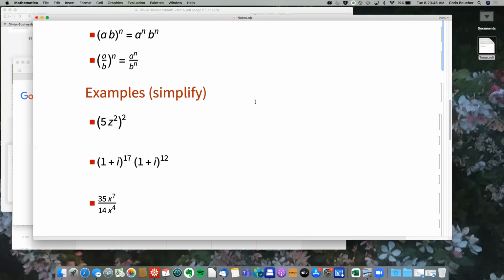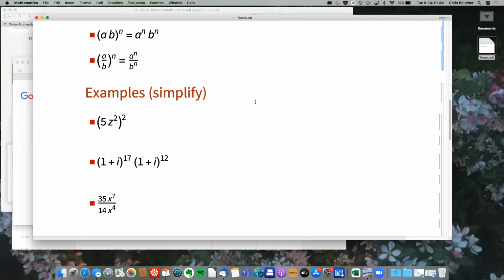Here's the expression, 5z squared, all squared. So the first thing I'm going to do is recognize that this is a product to a power. So I raise both factors to the power. So this is equal to 5 to the 2 times z squared to the 2. Each factor in the product gets raised to the 2.